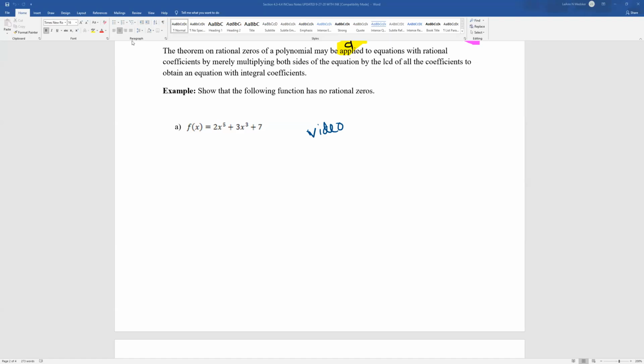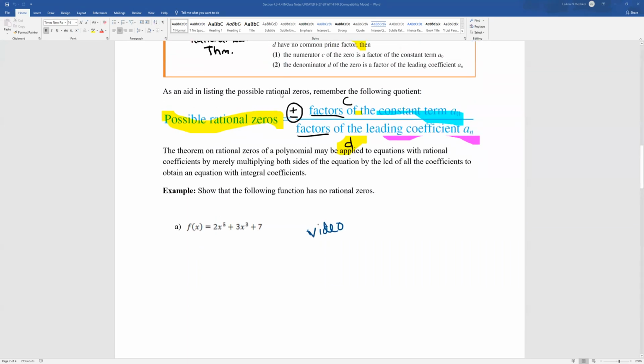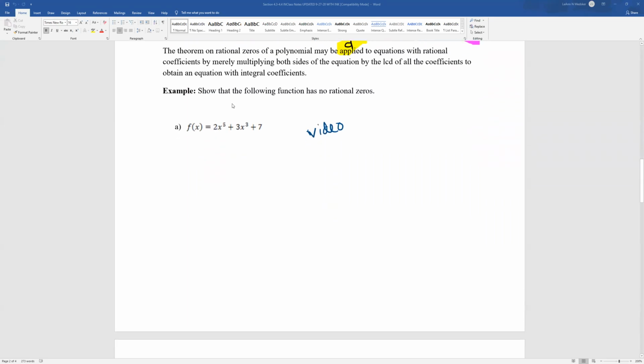All right, this is section 4.3-4.4. There was one example that we skipped over in class, and it was mainly because it was not the type we would test you on, but at the same time, this is a good one to exercise the practice of why the C over D rational root theorem doesn't always work.